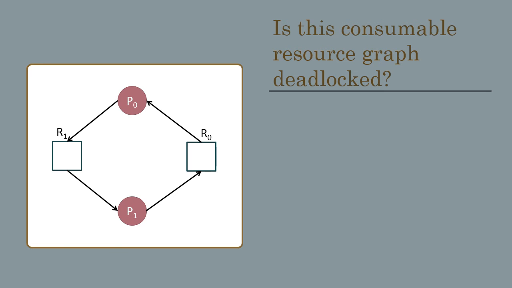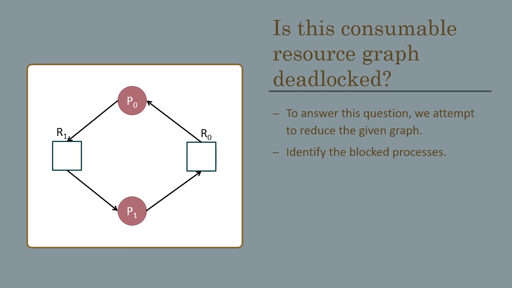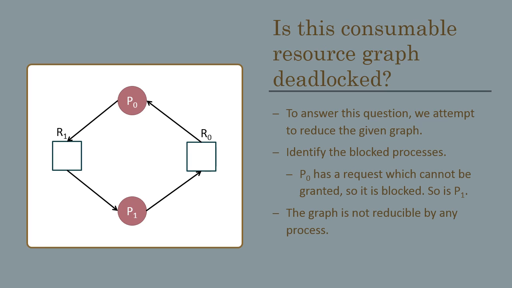Is this consumable resource graph deadlocked? To answer this question, we attempt to reduce the given graph. Identify the blocked processes. P0 has a request which cannot be granted, so it is blocked. So is P1. The graph is not reducible by any process. The given state is a deadlock.